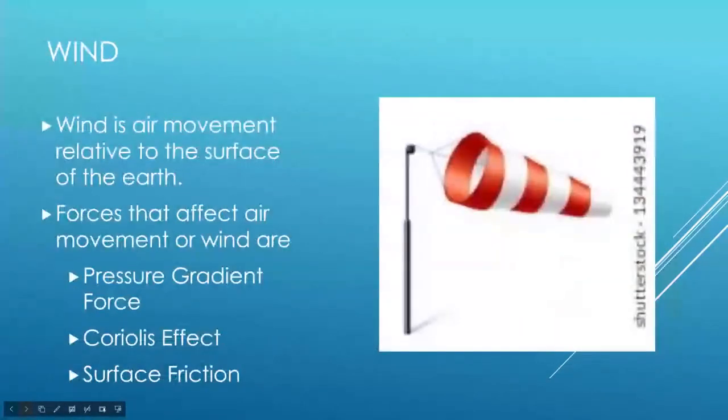So wind, again, is the air movement relative to the surface of the Earth. Forces that affect the air movement are the pressure gradient force, and that's just a difference in the high and low pressure, right? All right. I'll give you a good example: you guys are experiencing a pressure gradient force every time you take a breath.